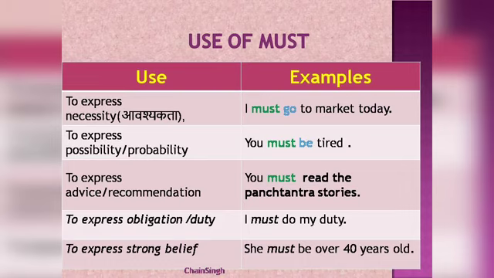Rule number 3, to express advice or recommendation. Example, you must read the Panchtantra stories. Rule number 4, to express obligation or duty. I must do my duty. Rule number 5, to express strong belief. Example, she must be over 40 years old.